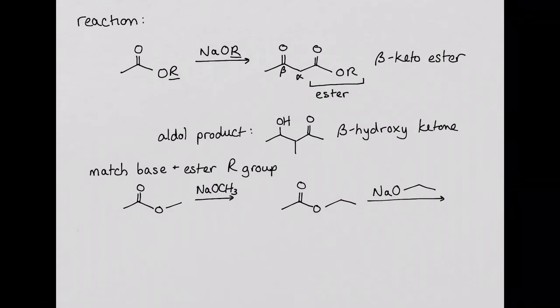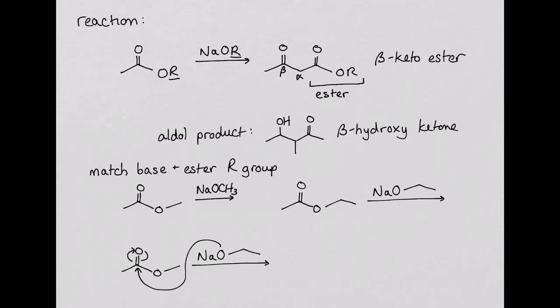The reason that we typically match the R groups is so that if nucleophilic acyl substitution occurs, we don't see a change in the product. If we use an unmatched pair, such as this, and nucleophilic acyl substitution occurs, we will get a different ester than we started with.